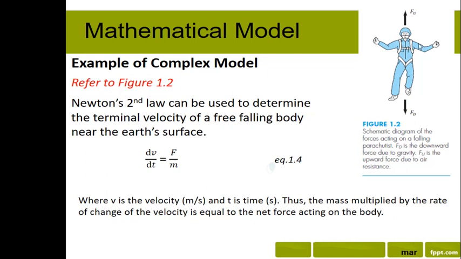We have a parachutist. So this is the schematic diagram of the forces acting on a falling parachutist. We have the downward force, which is due to gravity, and the upward force, which is due to air resistance. So Newton's second law can be used to determine the terminal velocity of a free-falling body near the Earth's surface. So it can be derived by expressing the acceleration as the time rate of change of the velocity with respect to time. So easy na lang kaya ni sa inyo, no?